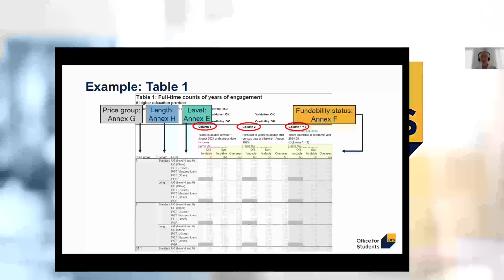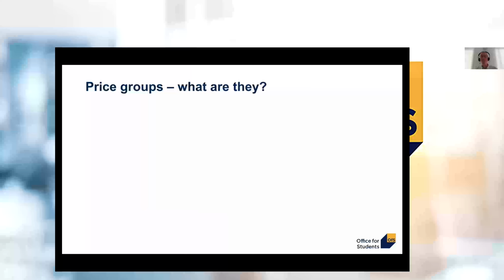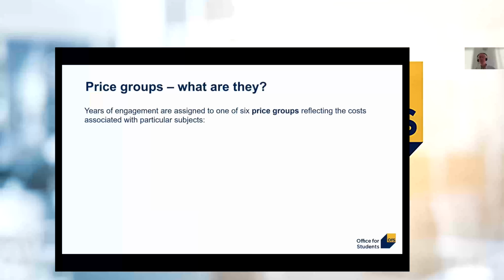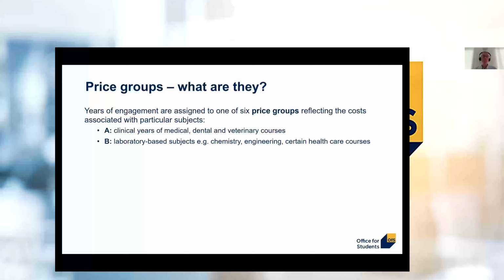Let's zoom in then on the first of these, where we can look at price groups. So years of engagement are assigned to one of 6 price groups that reflect the costs associated with particular subjects. So in price group A, we've got the clinical years of medical, dental, and veterinary courses. Price group B is largely laboratory-based subjects, and I've just given a few examples here: chemistry, engineering, and certain healthcare courses.